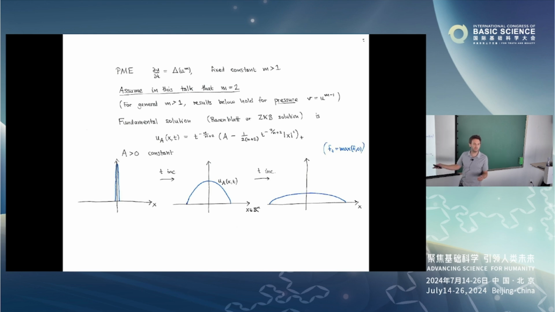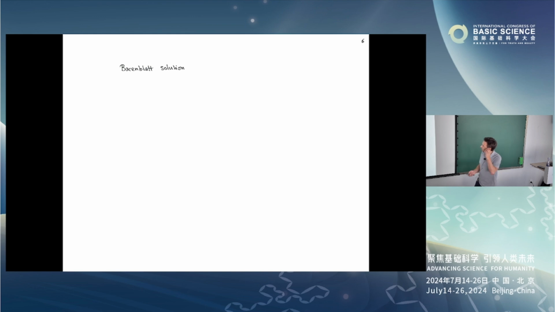Here I wrote down the solution for m equals 2. If you wrote down the solution for general m, you would have some power 1 over m minus 1, and you would have some m's occurring in the constants. It's then an exercise to show that as m converges to 1, this solution will actually converge to the fundamental solution of the heat equation. Okay, so this is the Barenblatt solution.